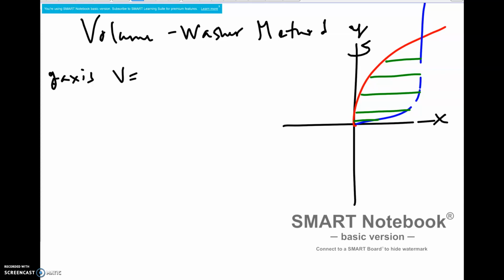So the formula is we have big R, our outer radius, squared minus our inner radius squared. And the way you know who's big R and who's little r is, your big R is going to be the distance from the one that's furthest away of these two curves. Who's furthest away from the y-axis, the red curve or the blue curve? So this distance here. Okay, so that's your big R.